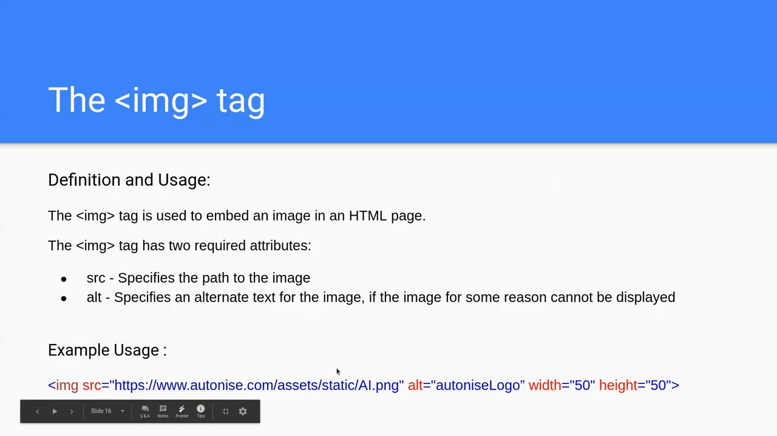Now what happens if this image is not available? Let's say there is a bug, you maybe have misspelled the source, then you want the HTML to be able to display something, and it will display whatever is written inside the alt attribute. So if the image is not available, it will show the Autonise logo text instead of the image. Also, many search engines use the alt attribute. So whenever you type a keyword, the search engines go through the alt attribute, and if your keyword matches with the alt text, then they show that image in the results. You can also specify the width and the height, though it's not necessary.